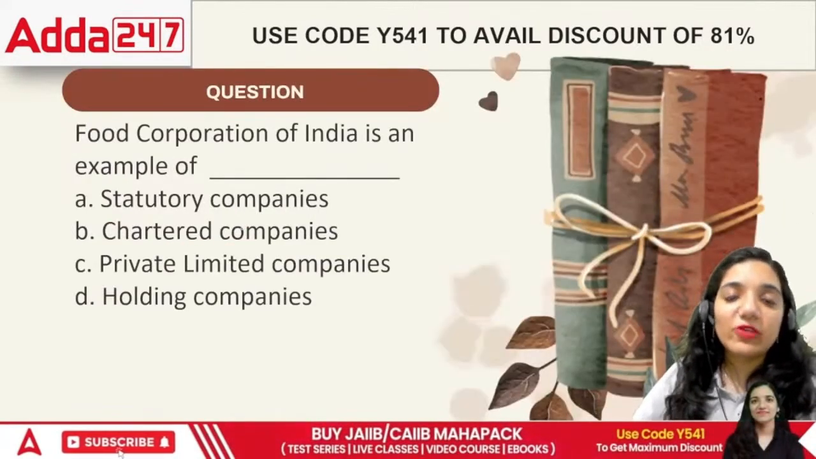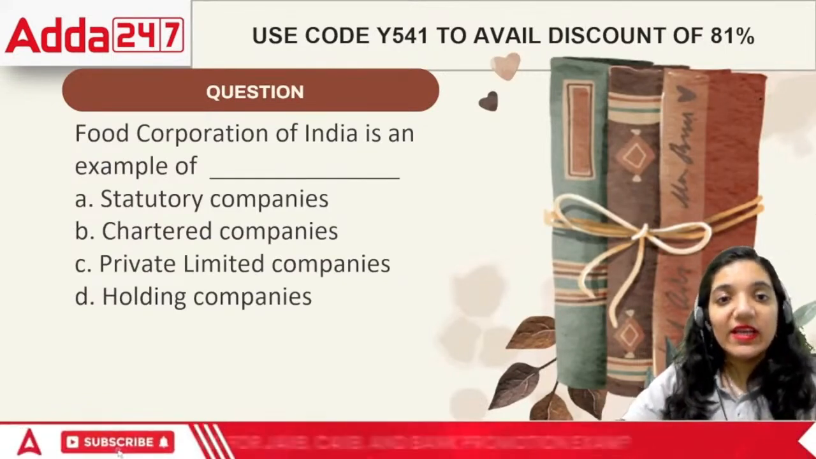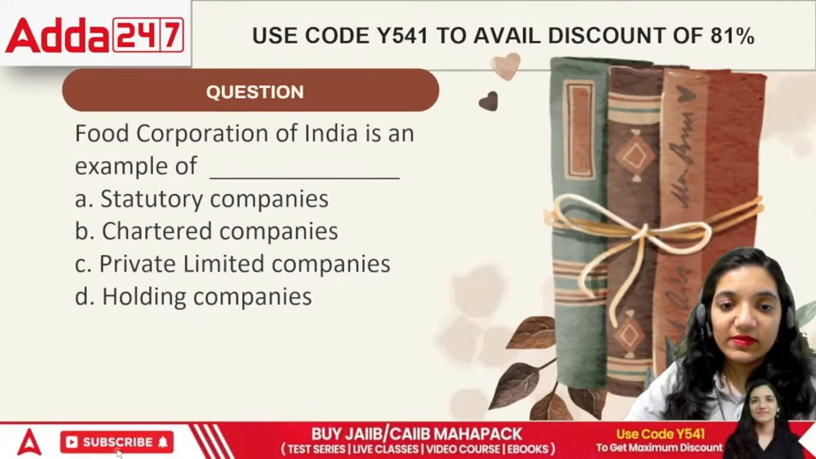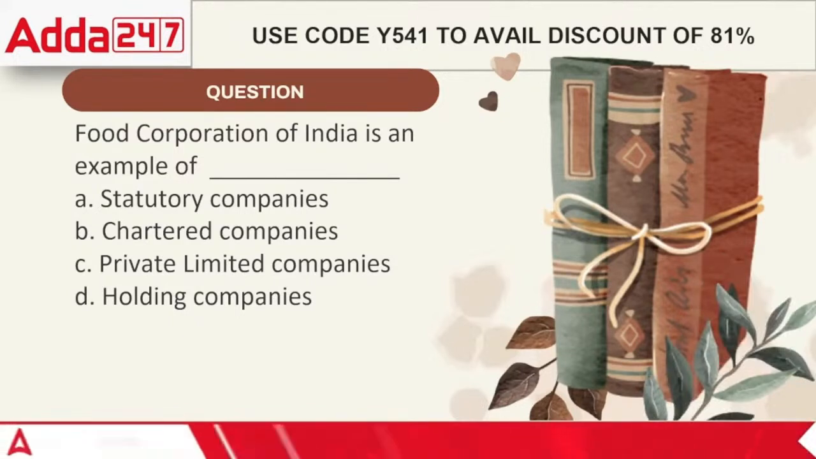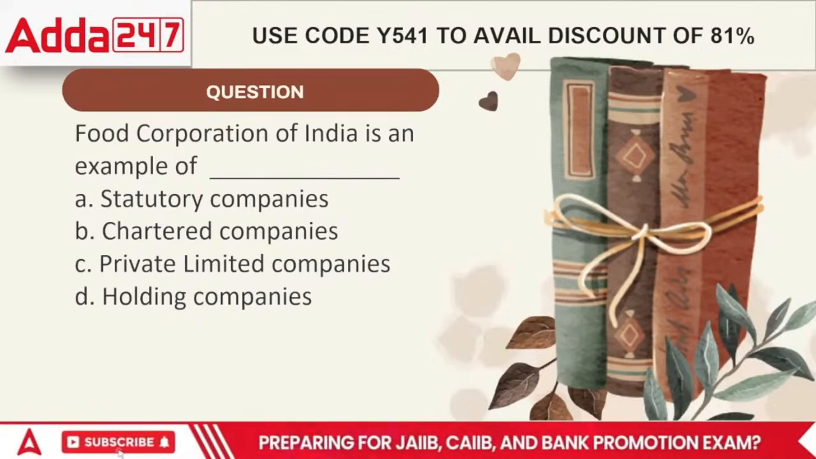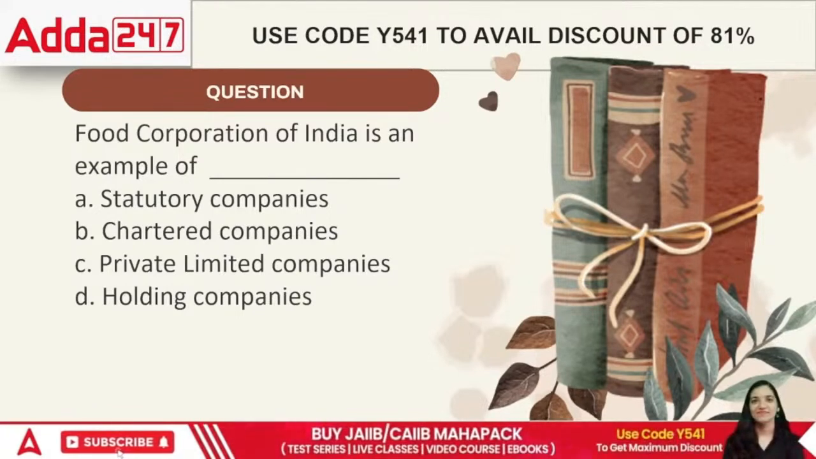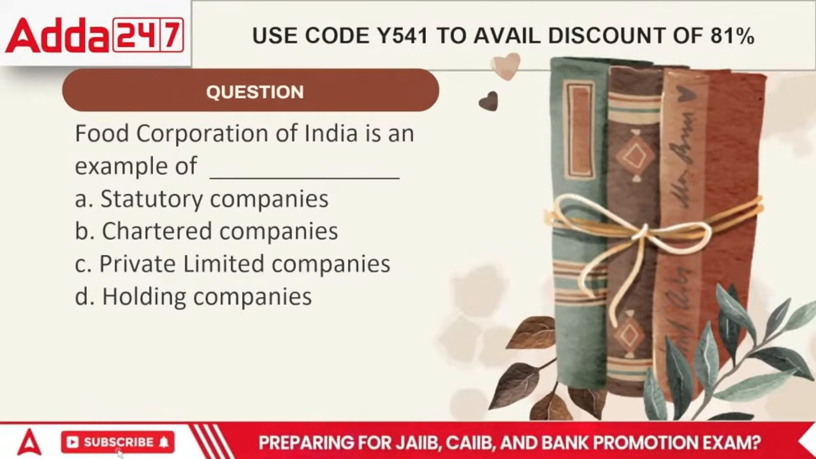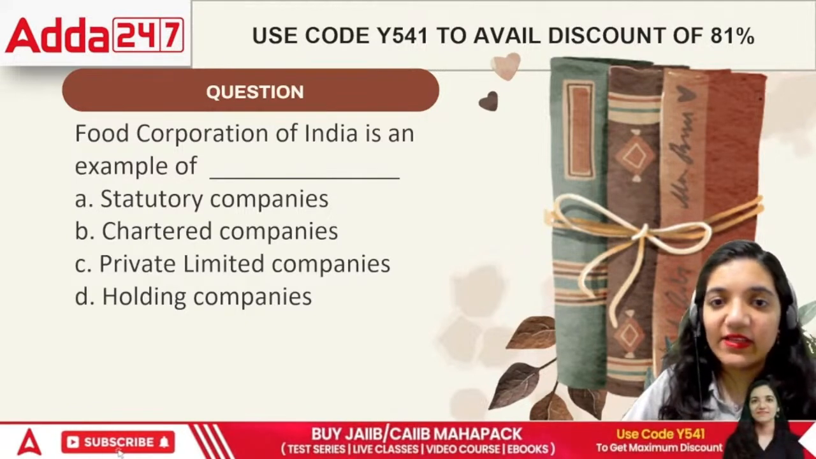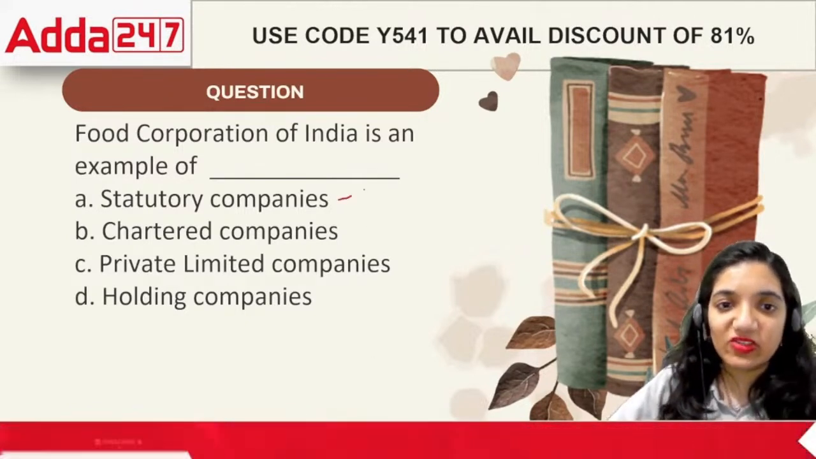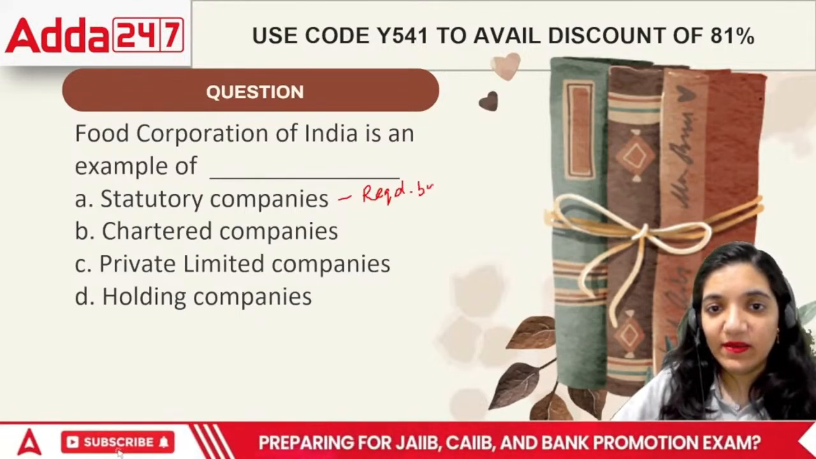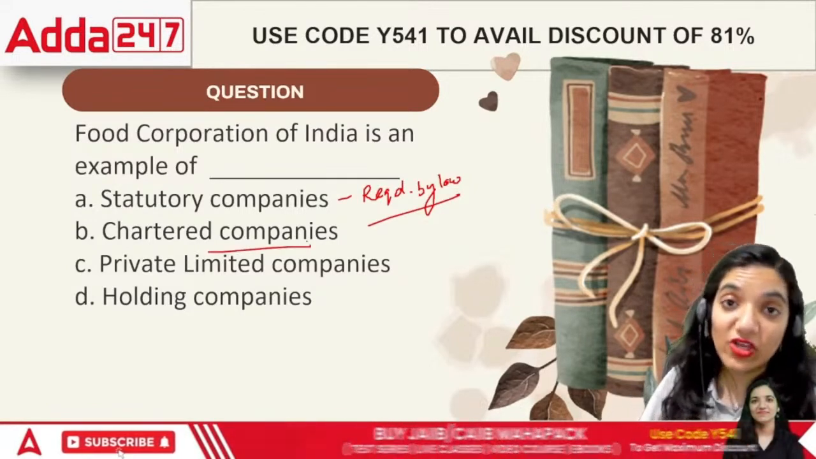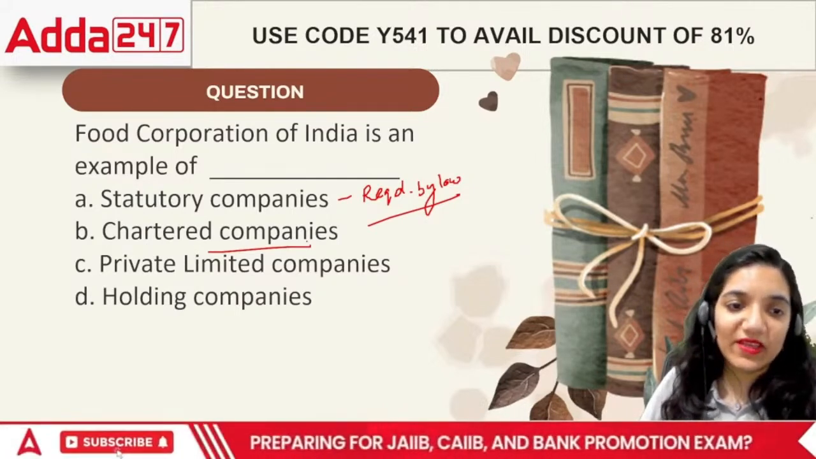Next: Food Corporation of India, or FCI, is an example of statutory companies, chartered companies, private limited companies, or holding companies. What would be the correct answer, everyone? FCI is what exactly? It's a statutory company. That means it is required by law. Chartered companies are the companies which were made under the charter of the Queen. Private limited companies, and holding company.